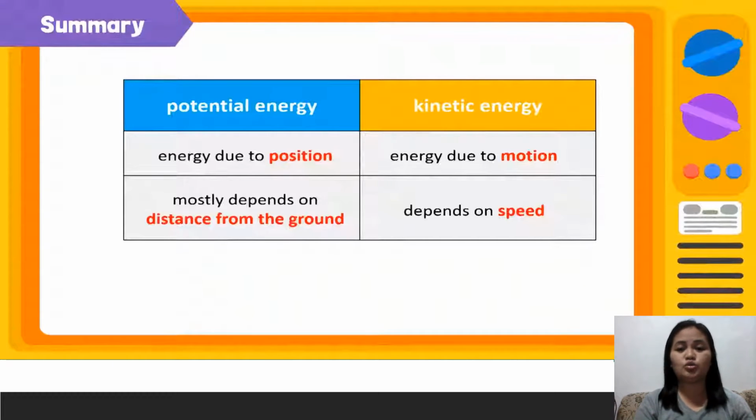And it is due to motion. Basta gumalaw, meron siyang kinetic energy. And the faster the speed is, the higher or the greater is the kinetic energy. Okay, let's move on to your activities.